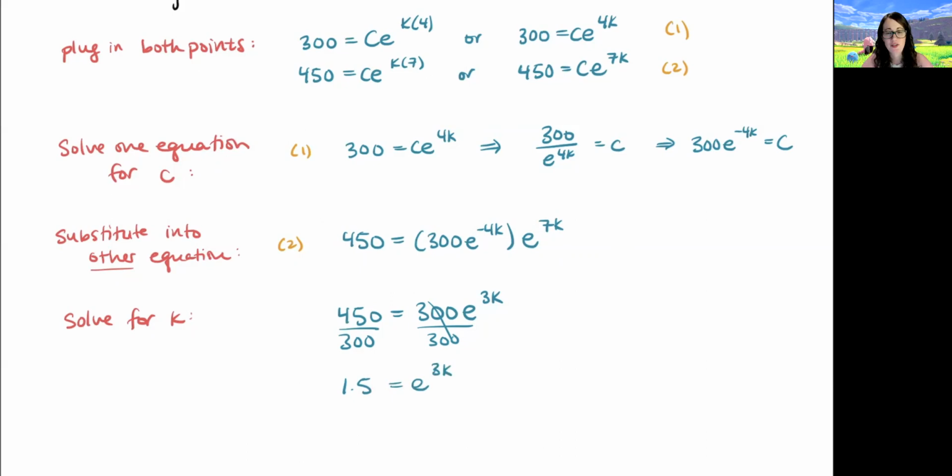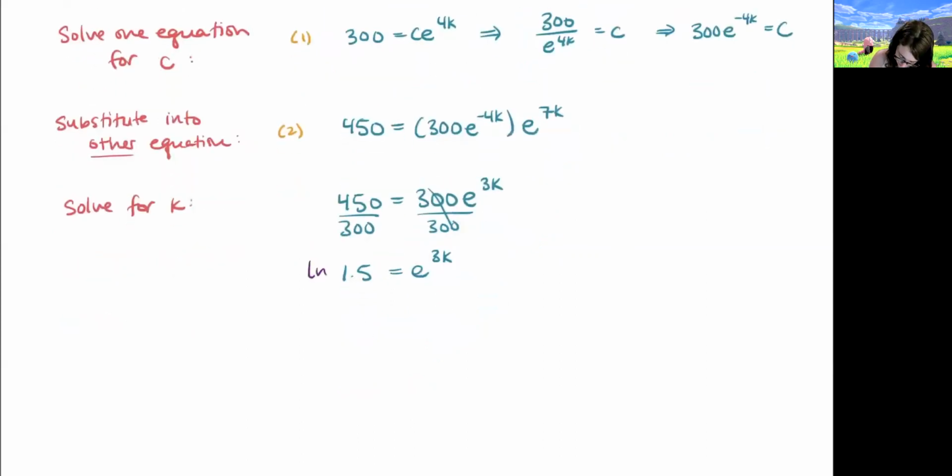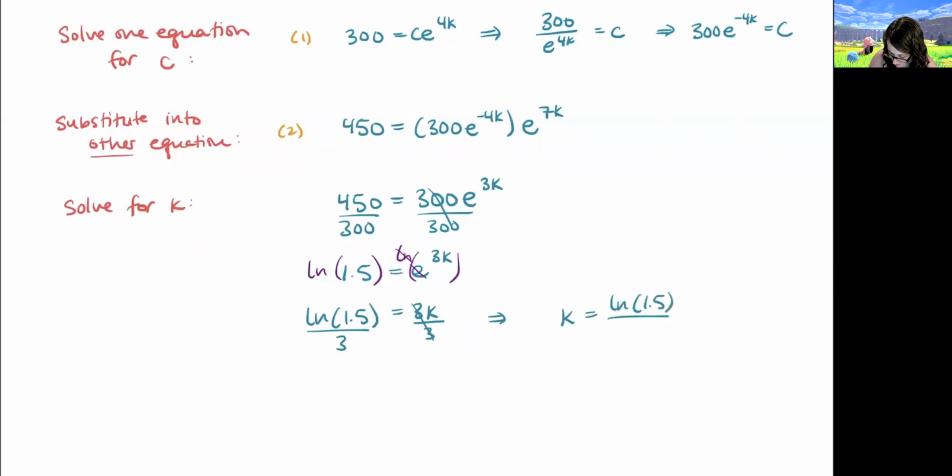Now remember, to solve an exponential equation, where you're looking to solve for something in the exponent, we want to take the natural log of both sides. So that's going to cancel out the e's. We'll have natural log of 1.5 equals 3K. Now to solve for K, we're just going to divide by 3. And so that tells us that K is equal to the natural log of 1.5 over 3. Now it's okay to get a decimal approximation for this if you'd like, but this is the exact value, so you can also leave it this way.